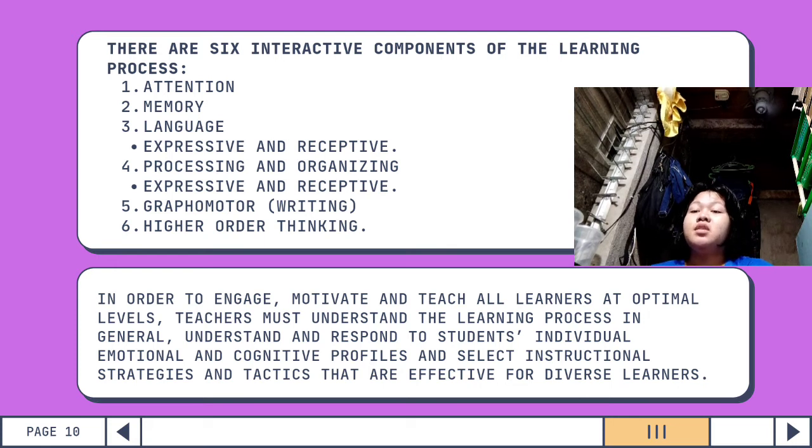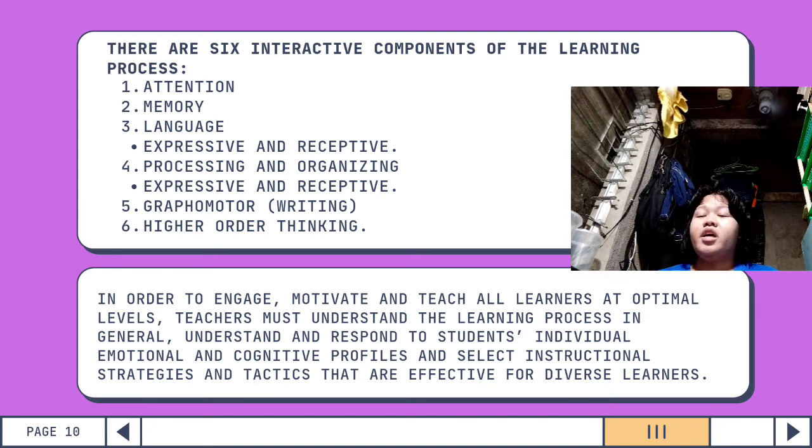The two language processing systems are expressive and receptive. We use expressive language when we speak and write, and we use receptive language when we read and listen. Fourth, process and organize. We process and organize information in 2 main ways: simultaneous, which means spatial, and successive, which means sequential. First, simultaneous processing is the process we use to organize information in space. Second, successive processing is what we use to order or organize information in time and sequence.